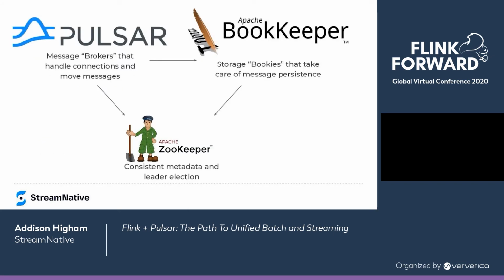So we'll talk a little bit now about Pulsar's architecture and how it enables that. In Pulsar, there are three main components. Pulsar itself offers a broker, which handles the connections and moves the messages. But where Pulsar differs from other stream storage engines is that it offloads the storage into a separate layer, in this case Apache BookKeeper, which takes care of the actual message persistence. Both those systems use ZooKeeper for things like consistent metadata, leader election, etc.